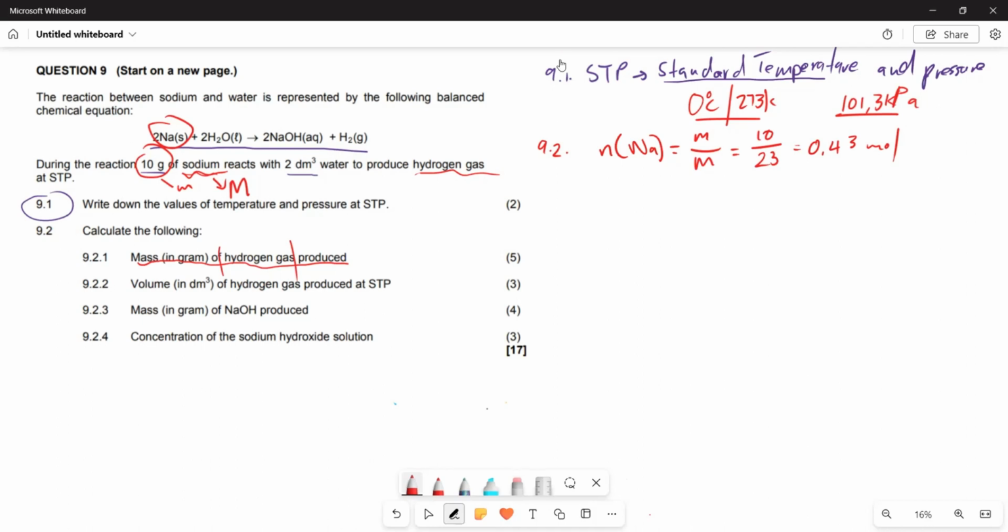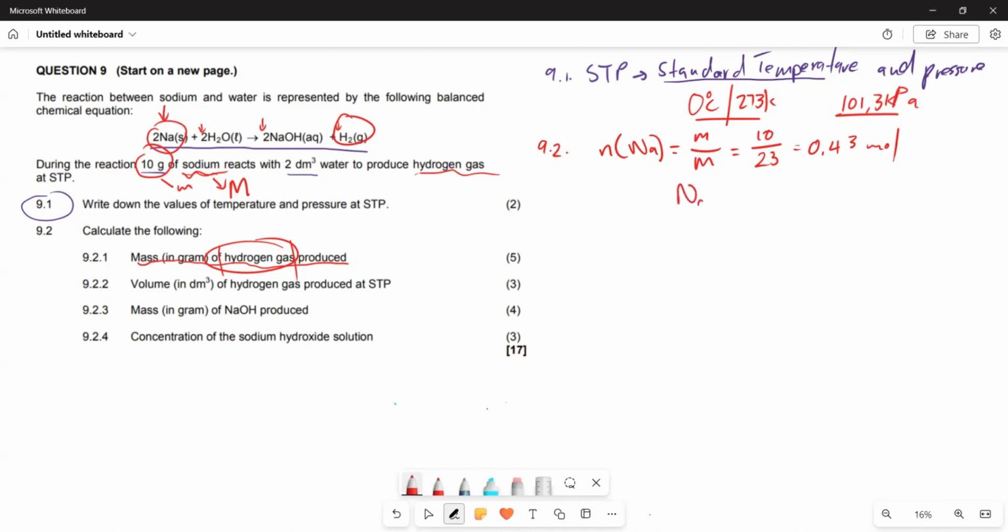Whenever you are given a balanced reaction, if you have the mole of any element or compound, let's say the mole of your sodium, you can use it and these ratios to find out the mole of anything in this particular reaction. So in this case, we are going to compare the mole of your sodium with the one that you are looking for. Remember, here we are looking for your hydrogen gas, which is this one.